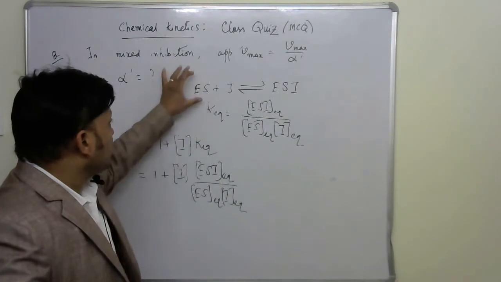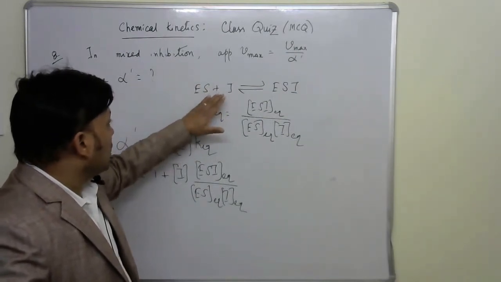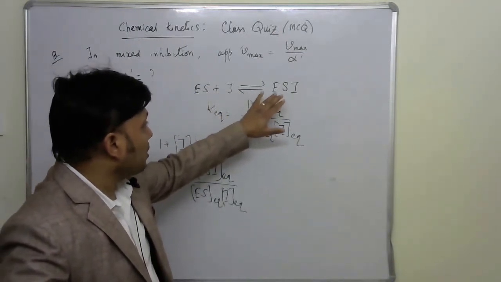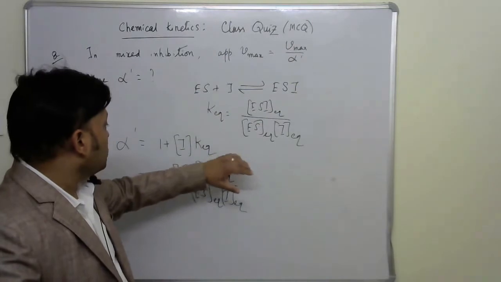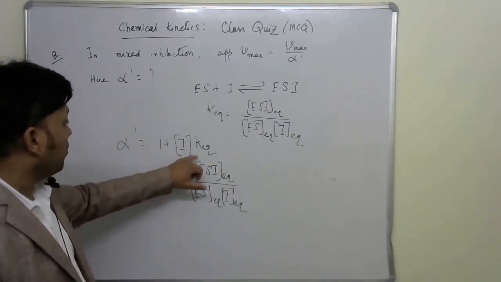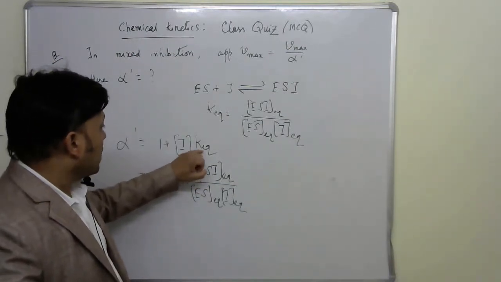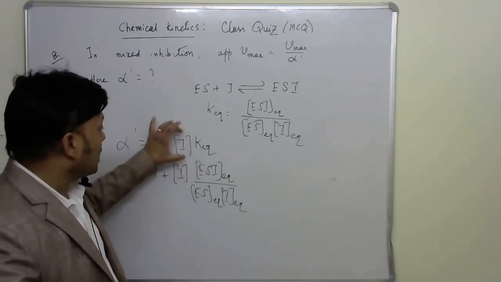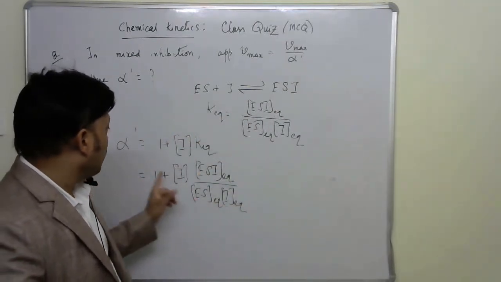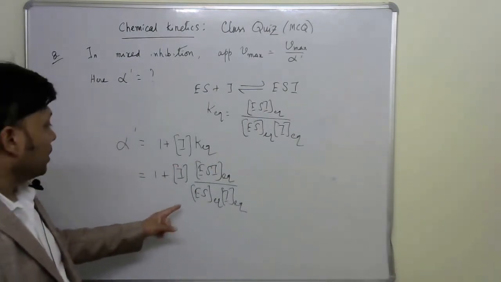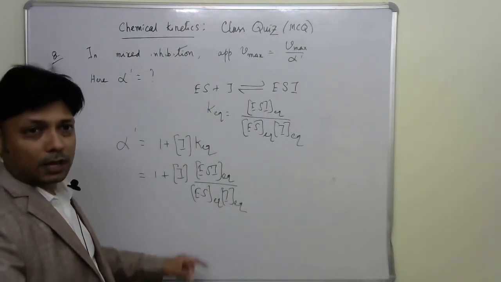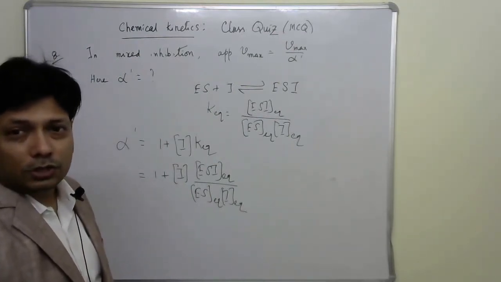The alpha prime involves the reaction of the enzyme substrate complex when it gets attached to the inhibitor and forms the enzyme substrate inhibitor complex, and correspondingly the expression for alpha prime is 1 plus inhibitor concentration multiplied by the equilibrium constant. The equilibrium constant is a constant value, and I is a variable. An expression for the equilibrium constant is given by this. So the correct expression for alpha prime is given by this equation. All right, so this is the correct answer. Now let's move on to question number 9.